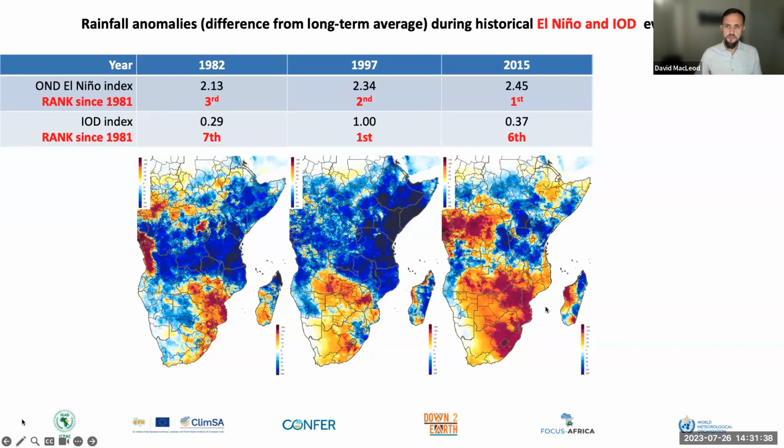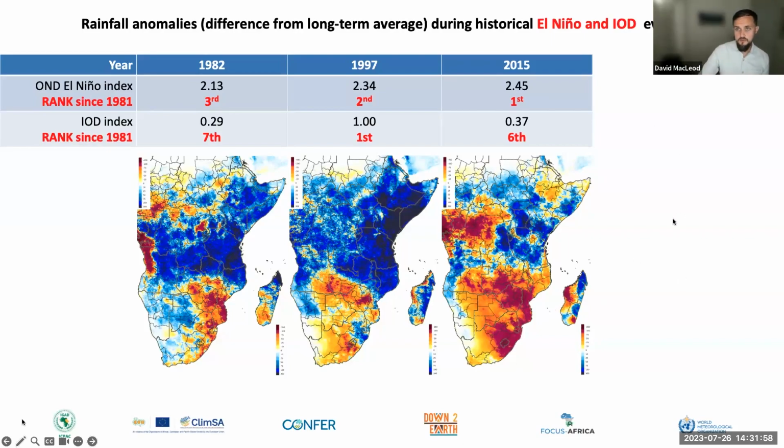So that large El Niño had a really strong impact in 2015 on Southern Africa, but the IOD was not as strong. So we understand that because the IOD wasn't as strong, it didn't have that same wet influence on East Africa as we saw in 97.